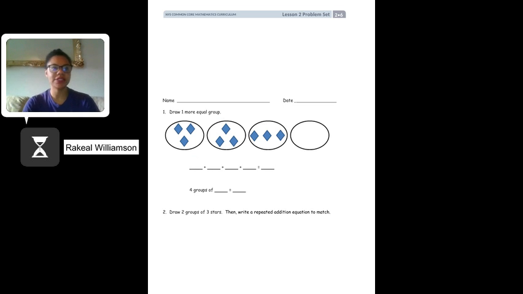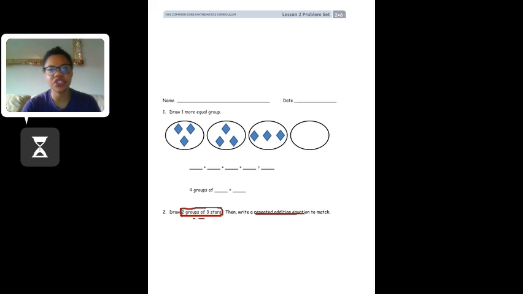Okay, guys, let's do the last one. Number 2 on our exit ticket. Draw 2 groups of 3 stars. Let's see. 2 groups of 3 stars. Then write a repeated addition equation to match. So the same thing we did earlier, except we're going to have to draw every part of this picture.